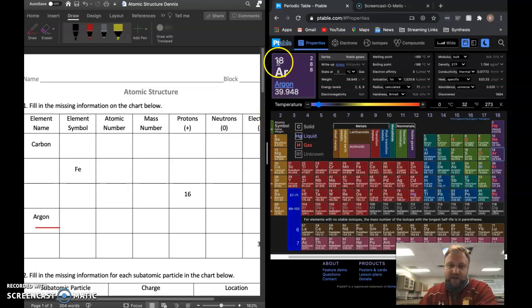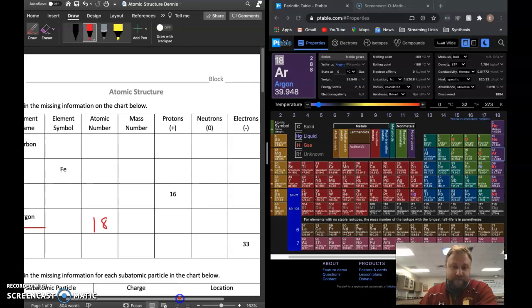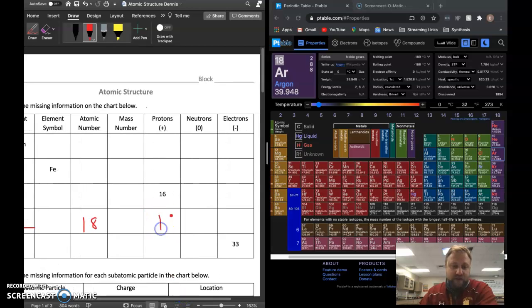If you look at it, this 18 up top tells me the atomic number. So atomic number is 18. But what's also equal to my atomic number is my number of protons, because protons are what gives us our identity. And then also my number of electrons. If I have the same number of positive particles, my protons, and the same number of negative particles, which are my electrons, that means my atoms are neutral. And that's a question later on in this assignment.